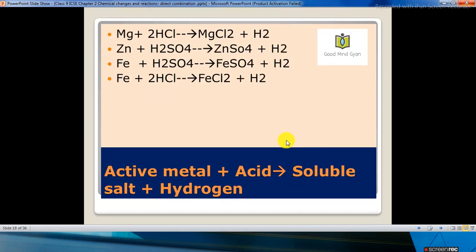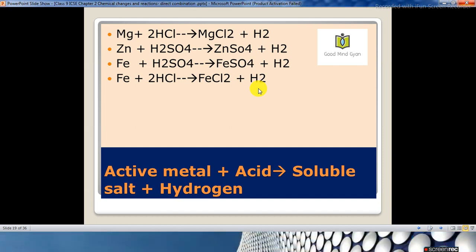Next, let us see an active metal and an acid will give a soluble salt plus hydrogen. Here magnesium is an active metal which is reacting with an acid, HCl, to give magnesium chloride along with hydrogen. Zinc is reacting with sulfuric acid to give zinc sulfate plus hydrogen. Iron is reacting with sulfuric acid to give iron sulfate plus hydrogen. And iron is reacting with hydrochloric acid to give iron chloride plus hydrogen. So here basically an active metal and an acid react to form a soluble salt along with hydrogen gas.